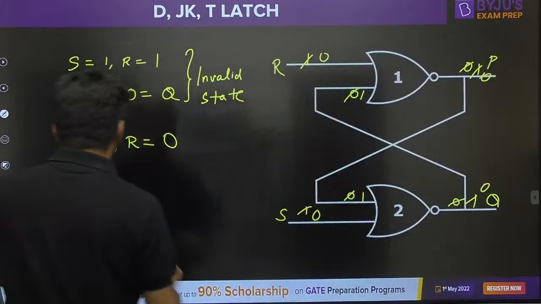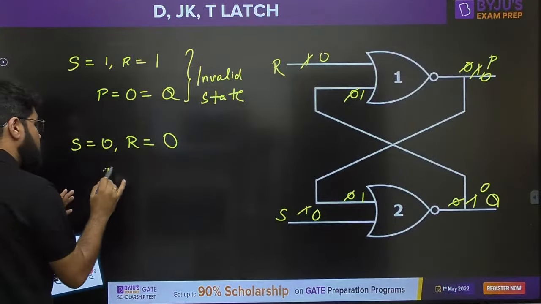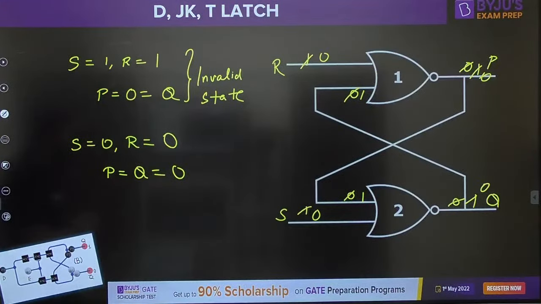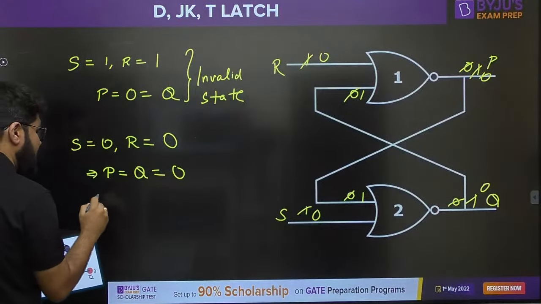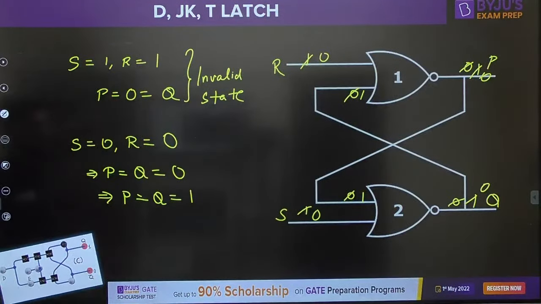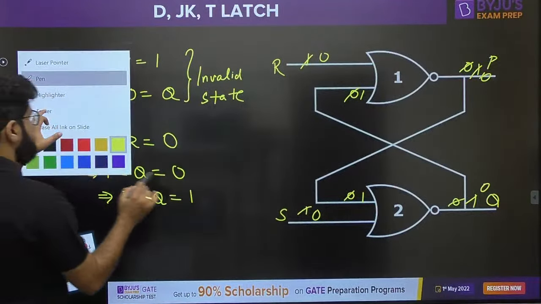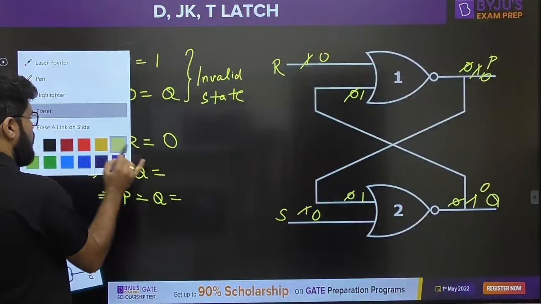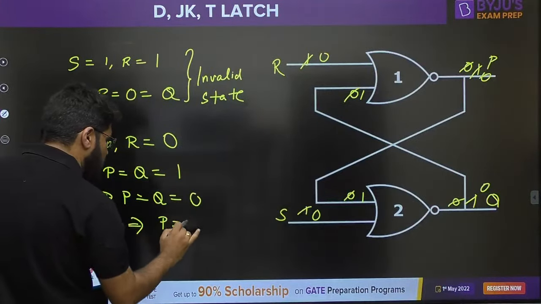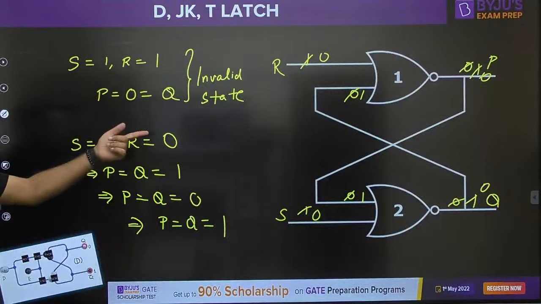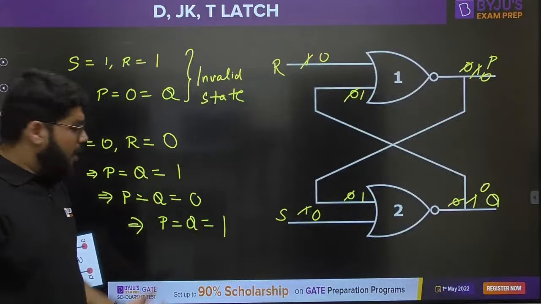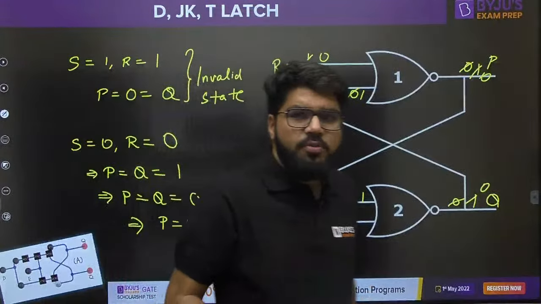So what is going to happen? If S equal to 0, R equal to 0, P and Q were 0, then P and Q both become 1. Now both became 1, and now both again become 0. Because both again become 0, the same story will repeat here. Earlier you left at 0, now both will again become 1. Now both again becoming 1, after some time both will again become 0.